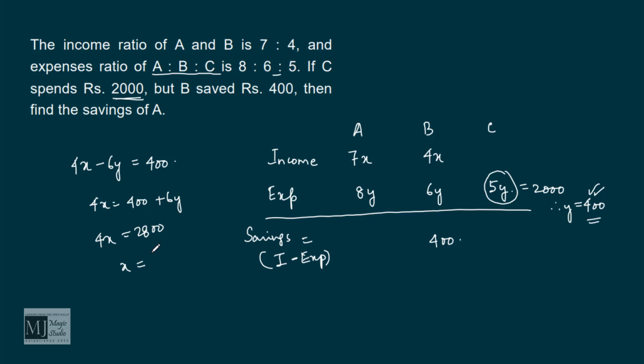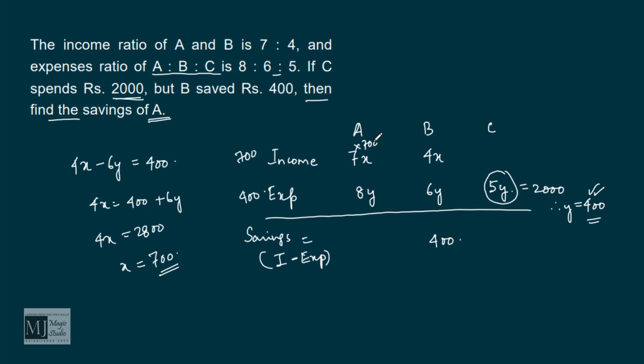So from here we'll get the value of x. x is 2800 by 4, that is 700. Done. We have x, the common ratio for income, that is 700, and we have got y, the common ratio for expenses, that is 400. Now what is the question? Find savings of A.